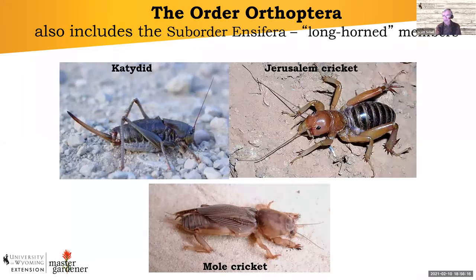This also, the order Orthoptera includes the longhorn members, things like the Jerusalem cricket, mole cricket, and this is actually a Mormon cricket, but it's a misnomer in two ways. They're not Mormons and they're not crickets. They're actually a flightless katydid. So this is the female. She has a sword-like ovipositor that she uses to stick down into the ground and lay an egg.